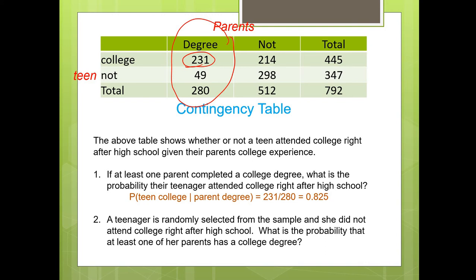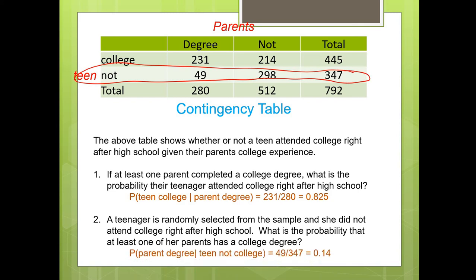Then, what if we had a different question? A teenager is randomly selected and she did not attend college right after high school. What is the probability that at least one of her parents has a college degree? Now we know we selected a teen who did not attend college right after high school, so we're looking at this row now, and it's parents' degree given that the teen did not attend college, which is 49 out of 347, or 0.14.